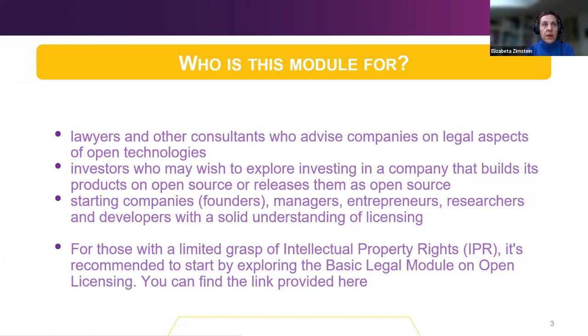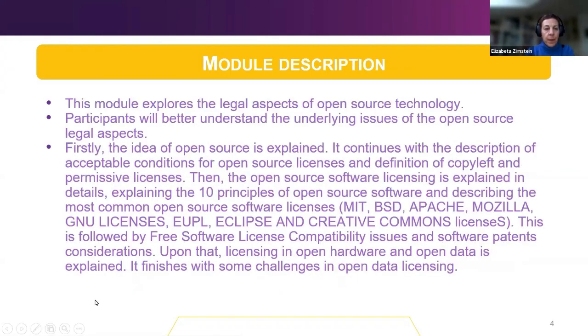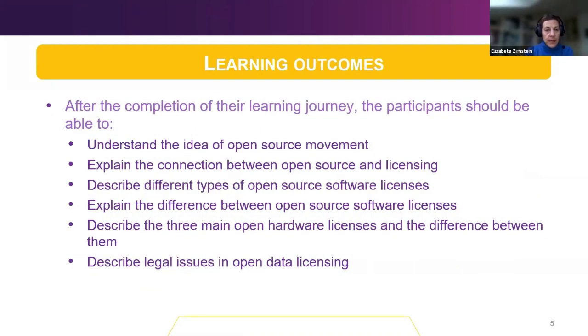A solid knowledge of intellectual property rights and licensing is required to normally follow this lecture. Participants with a poor understanding of intellectual property rights should first listen to the basic legal module on open licensing. This module explores the legal aspects of open source technology, and by participating in it, you will better understand the underlying issues of the open source legal aspects.